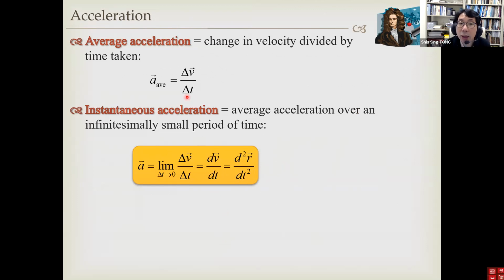So the acceleration is the second time derivative of the position, and the velocity is the first time derivative of the position. So it is almost the same as the one-dimensional situation, except now the position, velocity, and acceleration are all given by vectors.